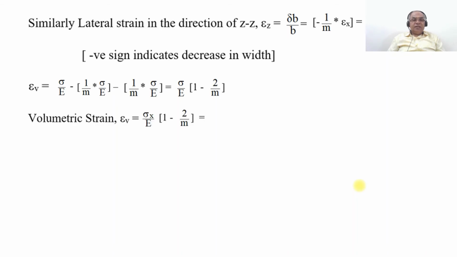So volumetric strain epsilon V will be equal to sigma X by E into 1 minus 2 by m, which is equal to epsilon X into, it is not epsilon X by E, it is epsilon X into 1 minus 2 by m. What is epsilon X? Which will be equal to delta L by L into 1 minus 2 by m. Here E will not be there, it is only epsilon X.